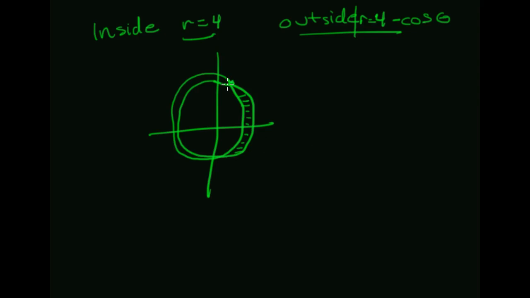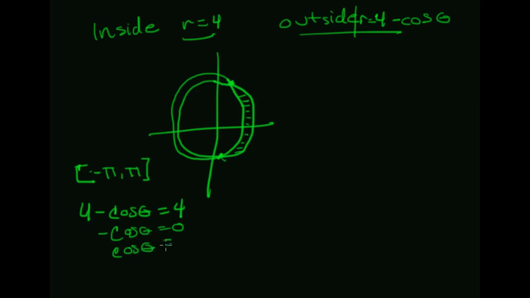Okay, so we need to know where these two points of intersection are. So this is when 4 minus the cosine of theta is equal to 4. And we're going to take this on the interval from -pi to pi, because that will get me all the way around the circle. It's a 2 pi reality, but I'm shifting it to the left, making my math a little easier on myself here. So I get negative cosine theta is 0, which means cosine theta is 0. And on that interval, this happens when theta is equal to -pi over 2 or pi over 2.